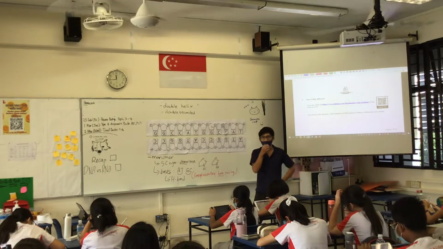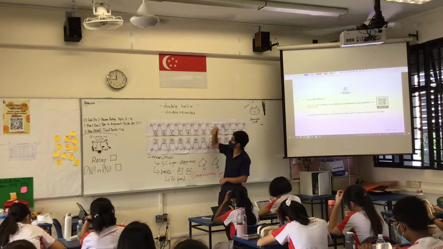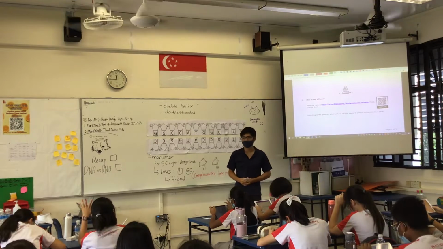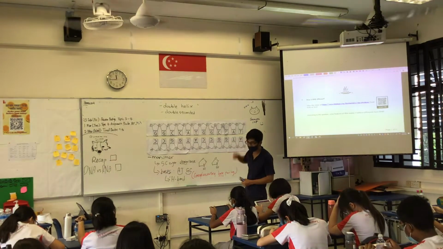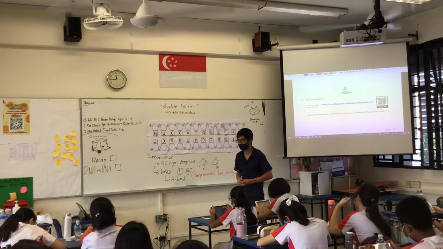Okay. Any other properties other than it having helix shape, double-stranded? Any other properties? Yes. Okay. What about the phosphate group? Can I have 1 to 3? What do you mean by 1 to 3?